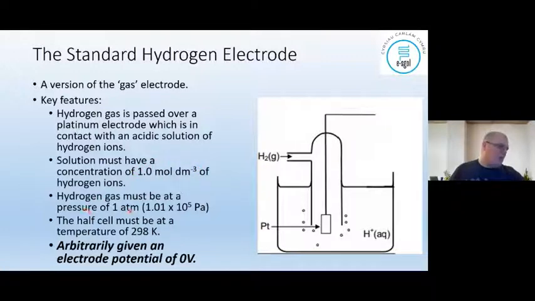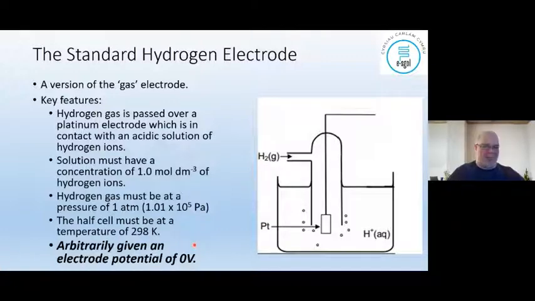Hydrogen gas must be at a pressure of 1 atmosphere, same as the gas electrode. The half cell must be at a temperature of 298 K. Again, that's the same, but this is the important bit for the standard hydrogen electrode: it is arbitrarily given an electrode potential of 0 volts. So we just say that particular half cell has an electrode potential of 0.